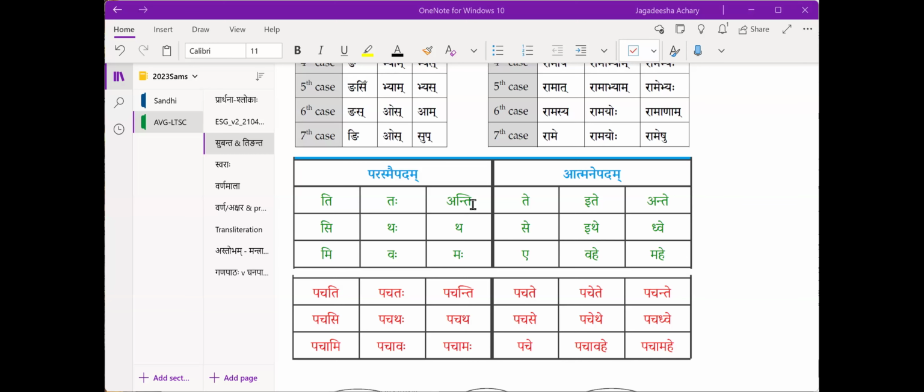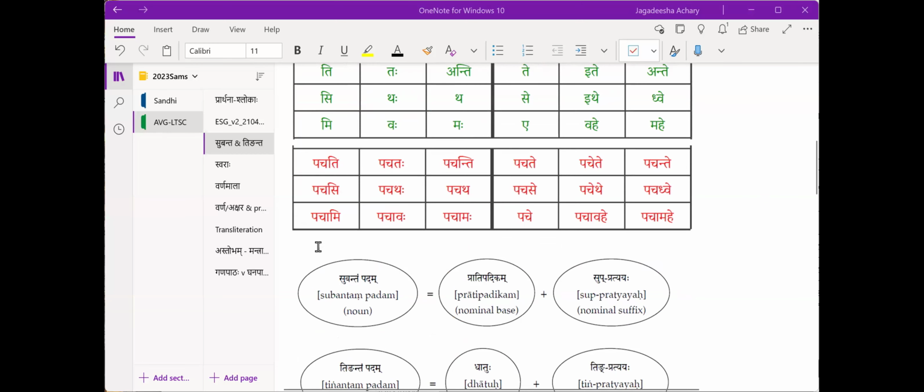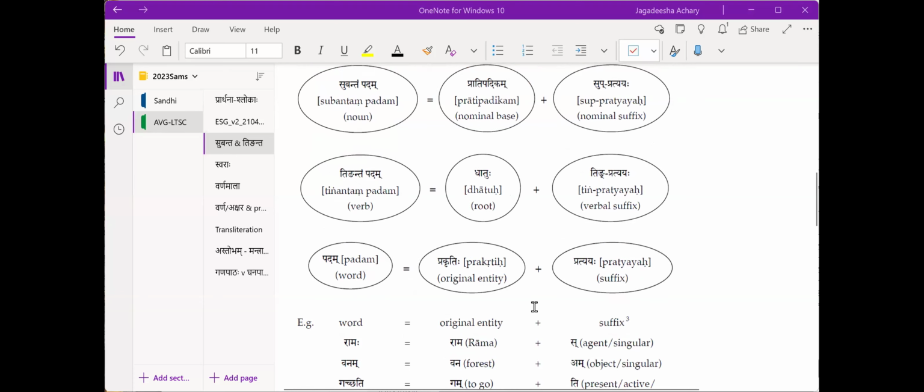That is beyond the scope of this section, but it will be included in the scope of the verb words in book 1. We will stop here because there are examples here. For example, this is what I said: a subanta pada is pratipadika, nominal base, plus sup pratyaya, nominal suffix. Same way, a tiṅanta pada is a dhatu, which is a verb root, plus ting pratyaya. I told that several times, but here is the sketch from book 1 again, where all of this is described in great detail.